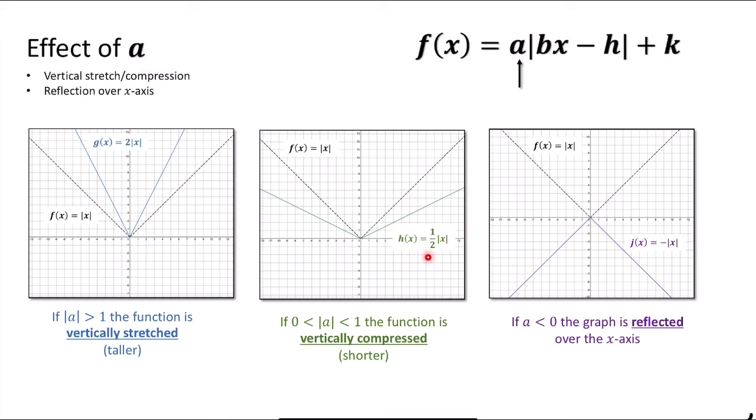Well, if a is between 0 and 1, like here I have this 1/2, that actually vertically compresses my graph, right? Because notice that this graph in green here is shorter than my actual original graph. So it's kind of like it's been pushed down in the vertical direction. And then also if a is less than 0, okay, if a is a negative number, like here I have negative absolute value of x, that reflects my graph over the x-axis, okay? You can see that if you imagine the x-axis like a mirror and I take this parent function, I can actually reflect it over that, and that's how I get the graph of j of x equals negative absolute value of x. So that's the effect of a. So a is going to be a vertical stretch or compression or a reflection over the x-axis.